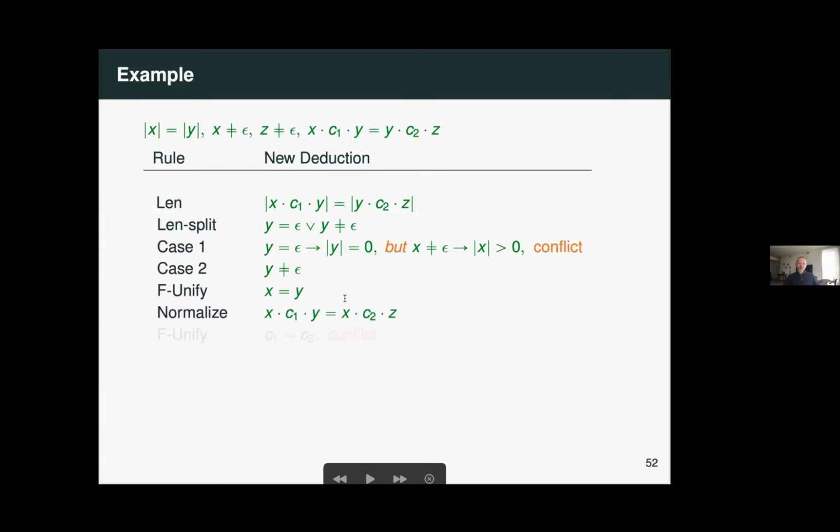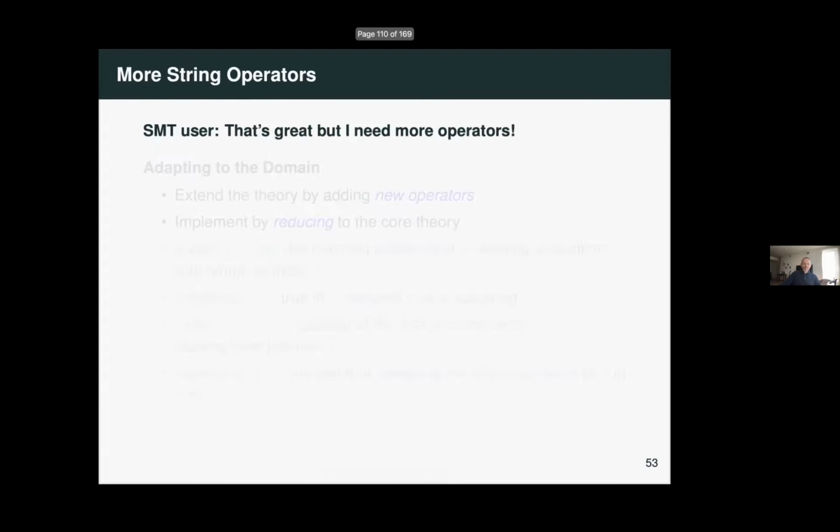Now, if X equals Y, we can normalize the last equation to have X as the first position on both sides. And then that same rule says that C1 has to equal C2, and that's a conflict because these are different characters in the alphabet. All right, so that's just a flavor. There's lots more rules I'm not going to go into, but essentially you can build a little calculus that lets you reason about these things.